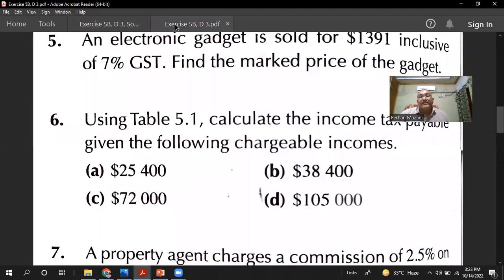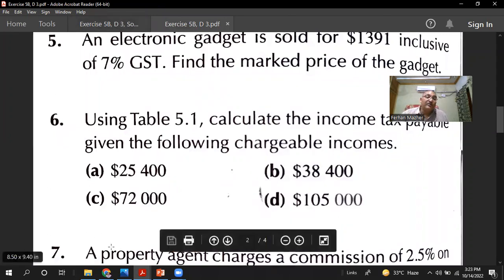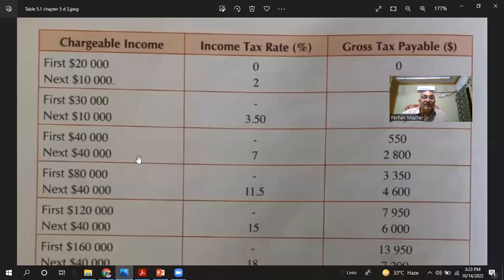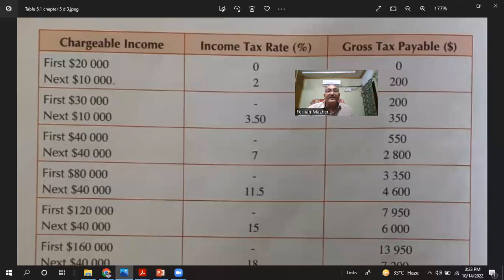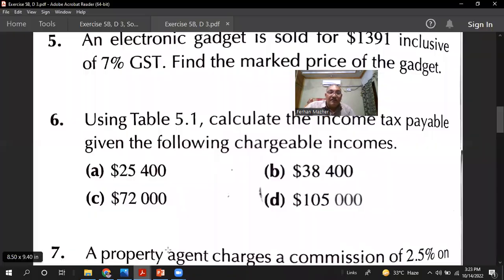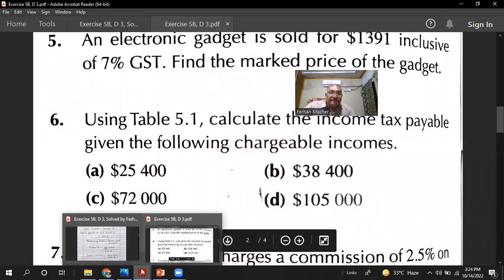Okay. Now in the C part, he says the income is $72,000. So first of all, $72,000 comes in this category. Okay, it is in this category. So in 72,000, in first $40,000, the tax will be $550, and the remaining income. So how much income was there? 72. I said $72. Okay.